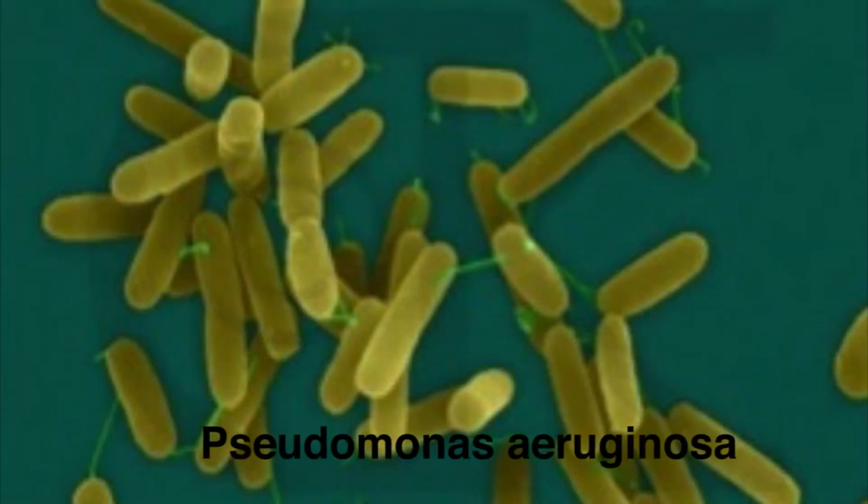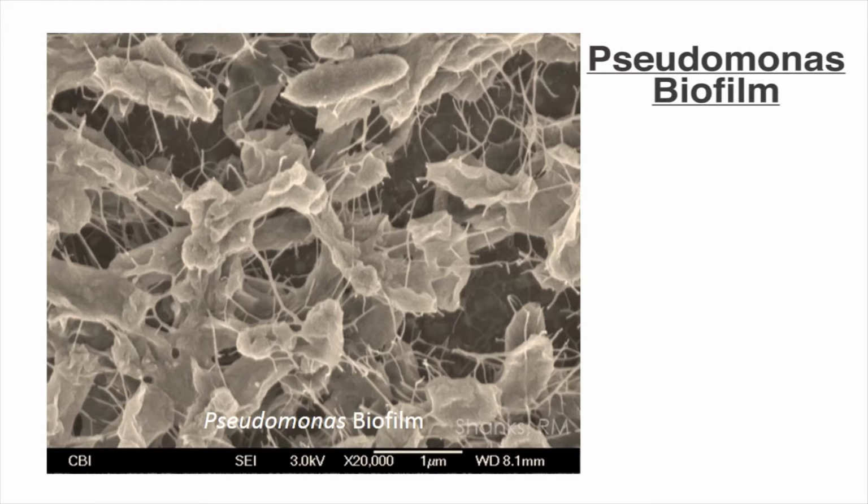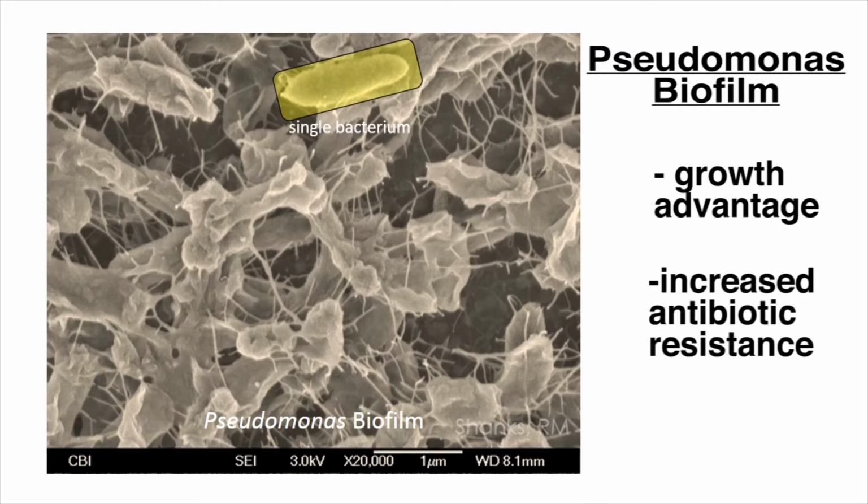Pseudomonas aeruginosa is the most common damaging lung infection in CF patients. The presence of Pseudomonas in the lung is associated with increased inflammation, decreased lung function, increased hospitalizations, and worse clinical outcomes. In the CF lung, Pseudomonas can grow as a community of bacteria known as a biofilm. Forming a biofilm likely grants Pseudomonas a growth advantage. Also, growing as a biofilm provides the bacteria with increased resistance to antibiotics.